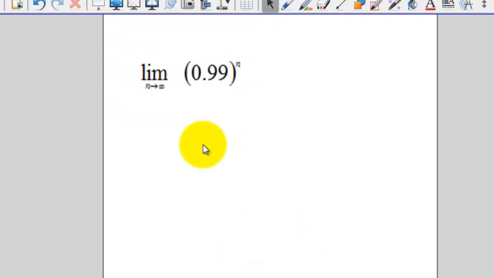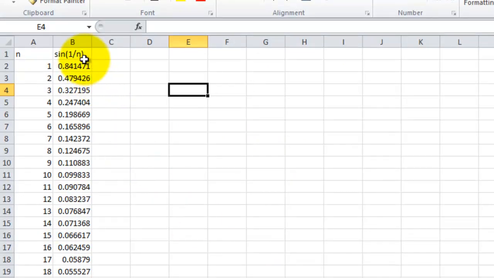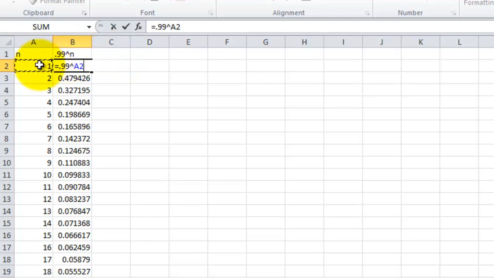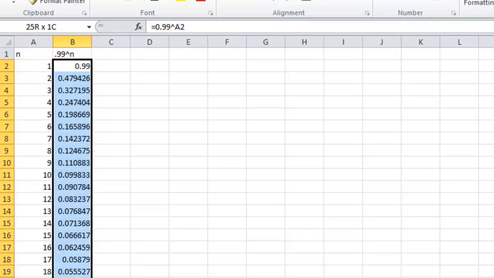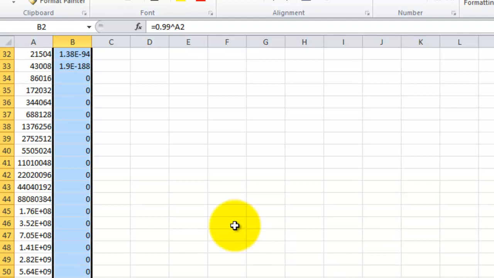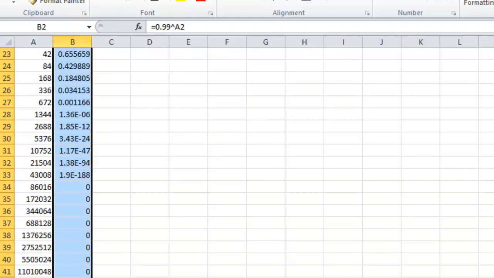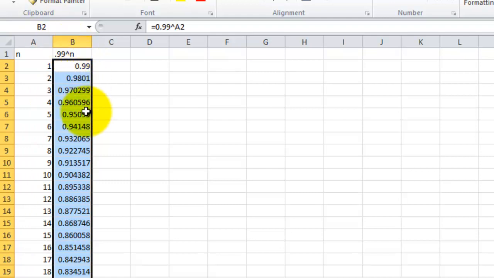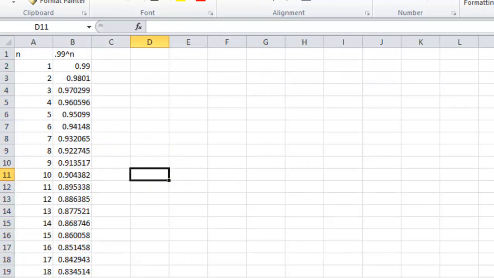Now let's look at this one as well. Limit as n goes to infinity of 0.99 to the n power. So we can go back to our spreadsheet, and now let's call this 0.99 raised to the n power. And so we change our formula here and say that this is equal to 0.99 raised to this n power, and copy that down. Let's go all the way down to what we had before. And essentially it goes to 0. So at first it doesn't really change that much, but as we head off to infinity, it's definitely getting closer and closer and closer to 0.